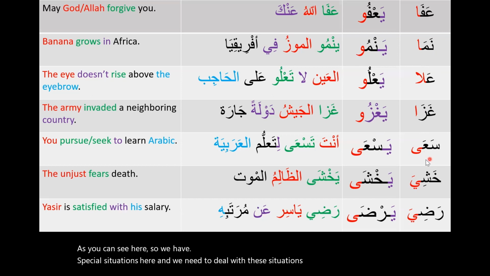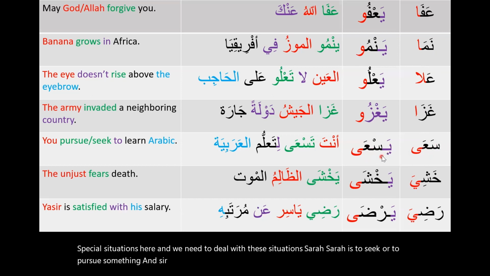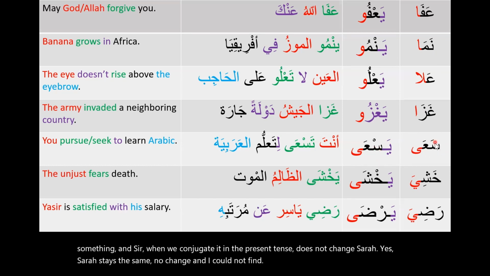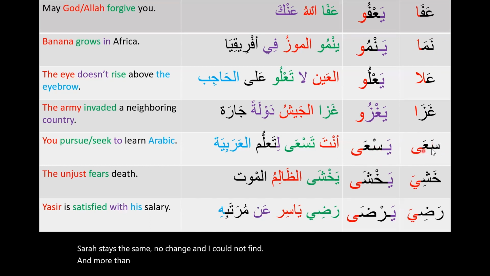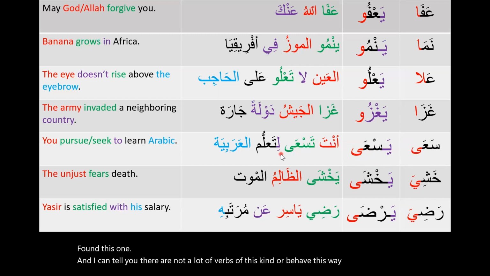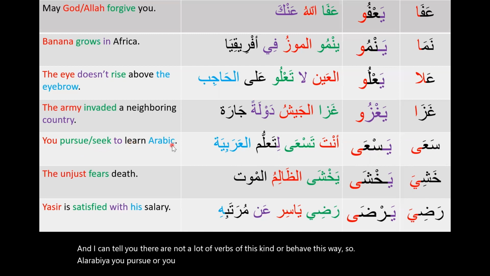Sa'a, sa'a is to seek or to pursue something. And sa'a, when we conjugate it in the present tense, does not change. Sa'a yas'a stays the same, no change. And I could not find more than one. I only found this one. And I can tell you there are not a lot of verbs that behave this way. So أنت تسعى لتعلم العربية. So you pursue or you seek to learn Arabic.